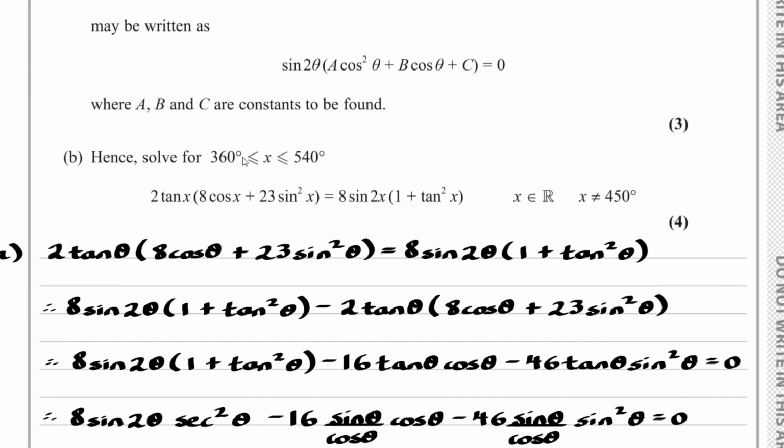Part B, hence solve for x being in between 360 and 540 degrees, 2 tan x multiplied by 8 cos x plus 23 sine squared x equals 8 multiplied by sine 2x multiplied by 1 plus tan squared x, where x is a real number and x doesn't equal 450 degrees. Now clearly what we have to do is use part A. The x has been replaced as appropriate, so we need to use this result here. But instead of us having a theta, we would have an x instead.